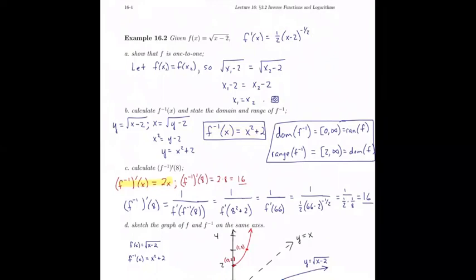And of course, well, f inverse prime of x is 2x. And if I just plug in 8 for x, then I have 2 times 8, and I get an output of 16.